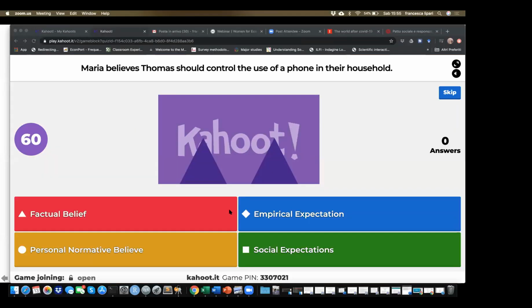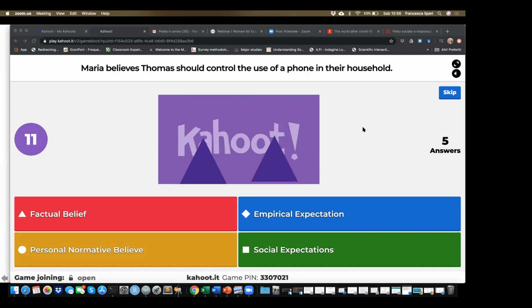Okay, so let's start. I have to share my screen. You have to look at the question here on the top, and you have to decide whether this sentence is a factual belief, a personal normative belief, an empirical expectation, or a social expectation. Maria believes Thomas should control the use of a phone in their households. Is it something based on empirical expectation, or a social expectation, or a factual belief, or something that I think is morally right, or simply right to do? You have on your desktop to choose one of the four.